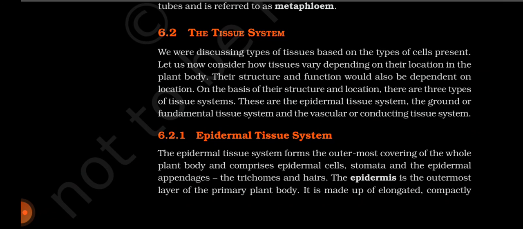The tissue system. We were discussing types of tissue based on the type of cells present. Let us now consider how tissues vary depending on their location in the plant body. The structure and function would also be dependent on the location. On the basis of structure and location, there are three types of tissue system. These are the epidermal tissue system, the ground tissue system or fundamental tissue system, and the vascular or conducting tissue system.